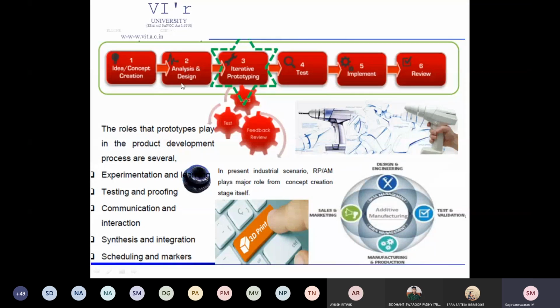For performing this, you will be using CAD and CAE software. CAD software for modeling, CAE software for analysis. So you can select a suitable material and suitable dimension. Once the CAD or design is virtually finalized, or by using a calculation you have identified what material and what dimension is suitable, you have to go for iterative prototyping.